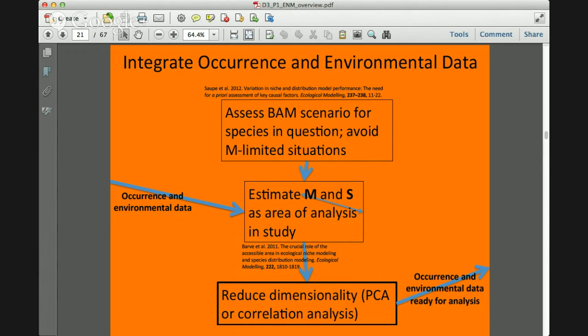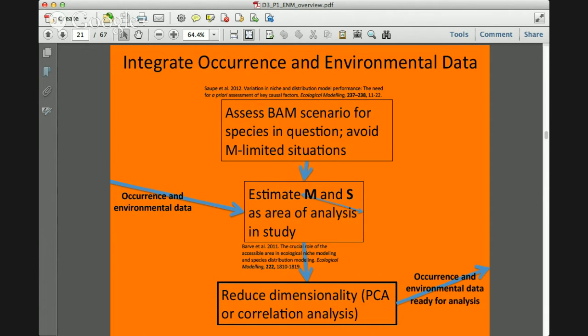Okay, here's our second panel. You can see I'm moving fast. All of these papers and all of these slides will be made available to you, so don't worry about it. You'll have access to all of this.